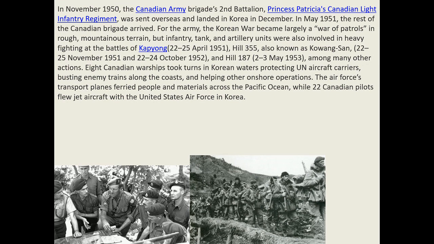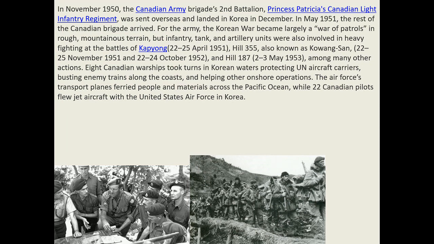Some of what Canada did: in November 1950, the Canadian Army Brigade's 2nd Battalion, PPCLI, what we call Princess Patricia's Canadian Light Infantry Regiment, was sent overseas and landed in Korea in December. In May 1951, the rest of the Canadian Brigade arrived.